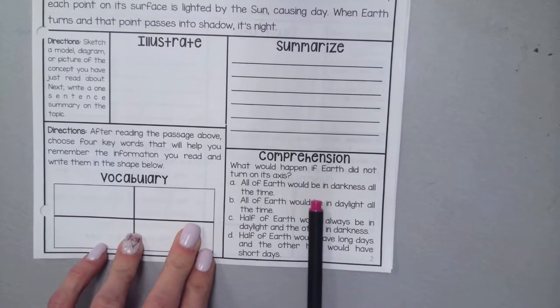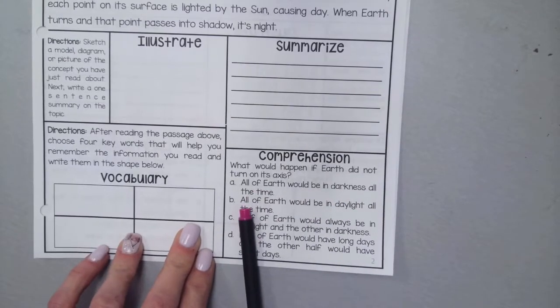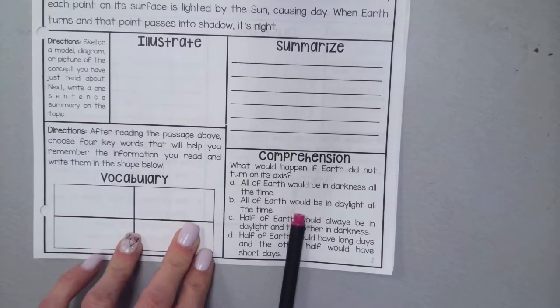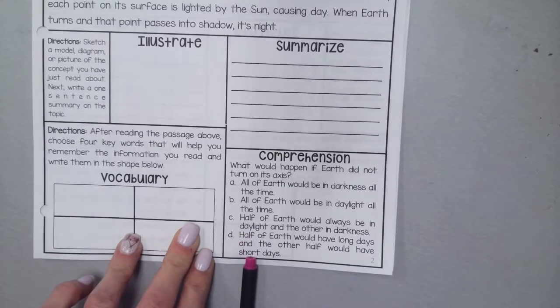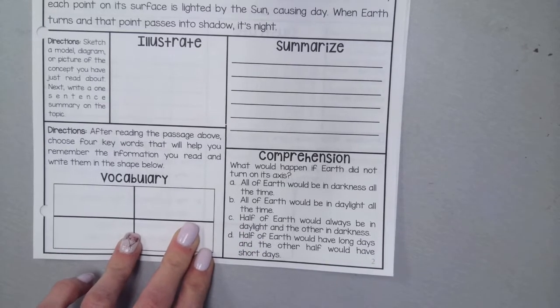A, all of Earth would be in darkness all the time. B, all of Earth would be in daylight all the time. C, half of Earth would always be in daylight and the other in darkness. Or D, half of Earth would have long days and the other half would have short days.